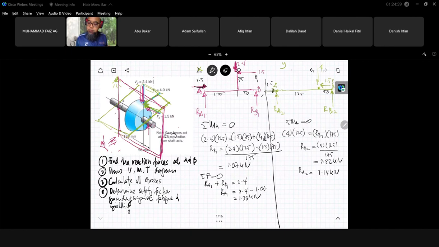Okay, now we have done question 1. Then draw the shear force, moment, and torque diagrams.